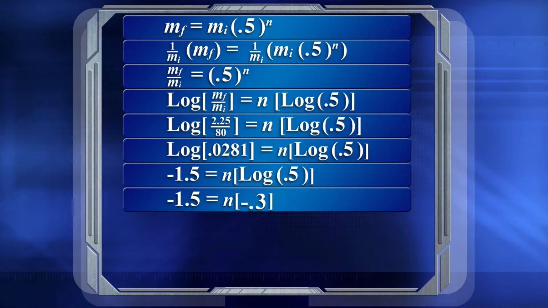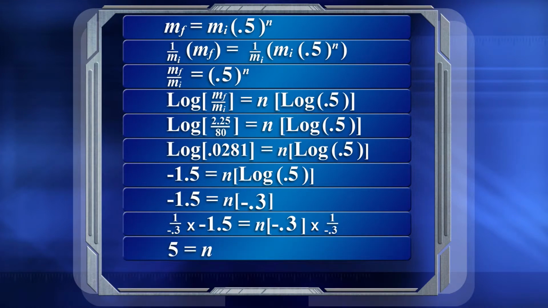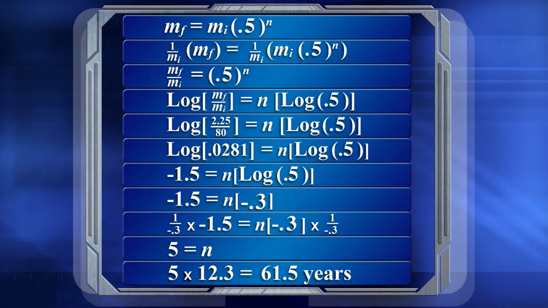To solve for n, you'll divide both sides of the equation by negative 0.3, again by multiplying each side by 1 over negative 0.3, and you would get 5. This means that 5 half-lives have passed. And 5 times 12.3, which was our half-life for this problem, equals 61.5 years.